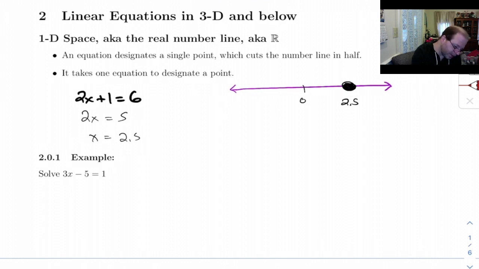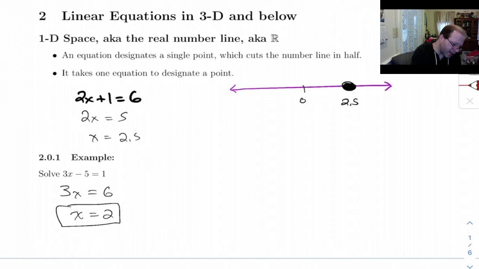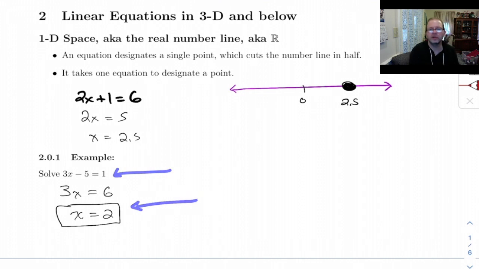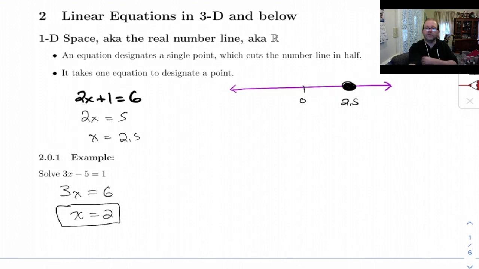Same thing here. 3x minus 5 equals 1. We could solve that. Get 3x equals 6, x equals 2. And the thing I want to point out here is this is what we think of as the problem, and this is the solution. But they're really both linear equations. It's just that x equals 2 is sort of solved out into a nice format for us.